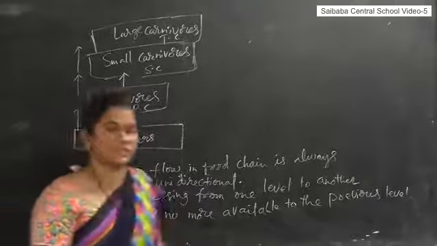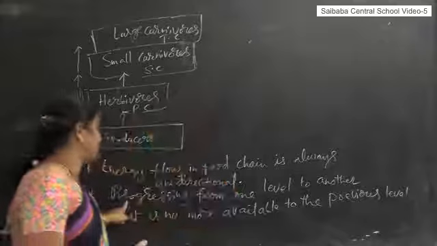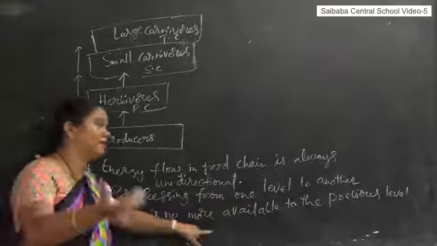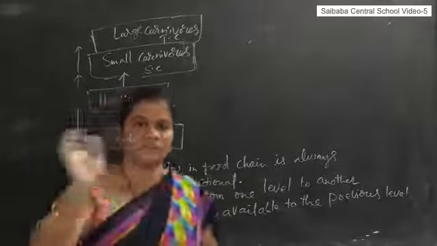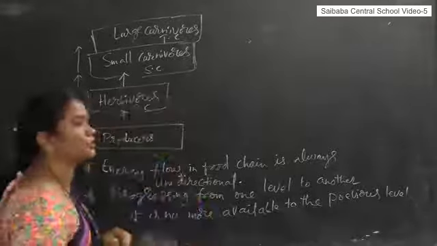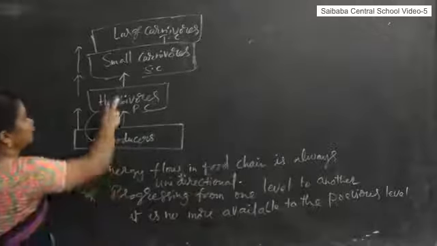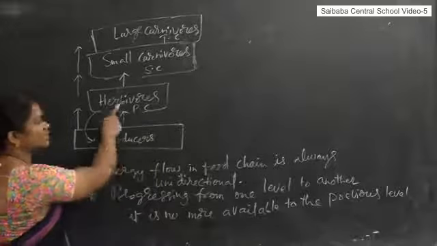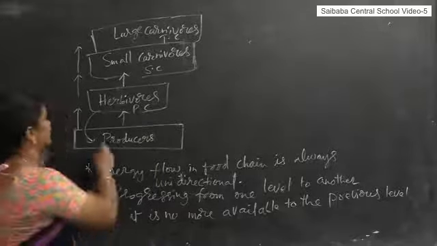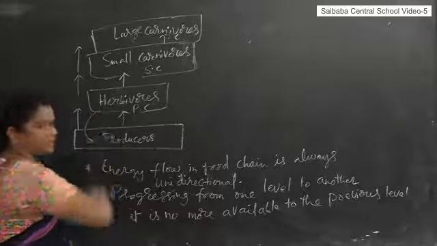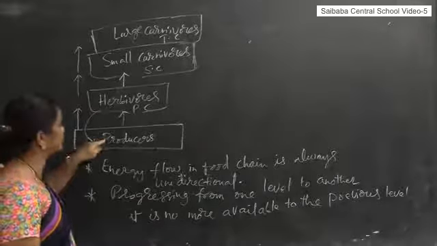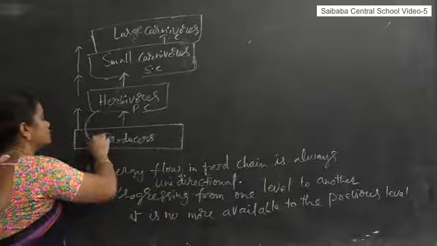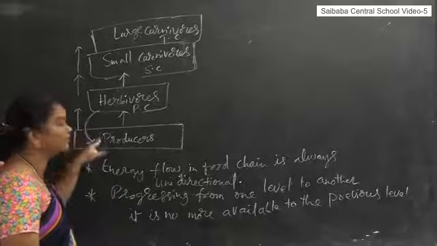Sometimes the board may ask a question like this: when energy is progressing from one trophic level to another in a food chain, it is no more available to the previous level. Justify the statement with an example. So when you get a question like this, you have to take any two trophic levels in a food chain and explain like this. Here I am taking producers and herbivores. When energy is moving from producers to herbivores, that energy is no more available to the producers. It will not come back to the producers again.